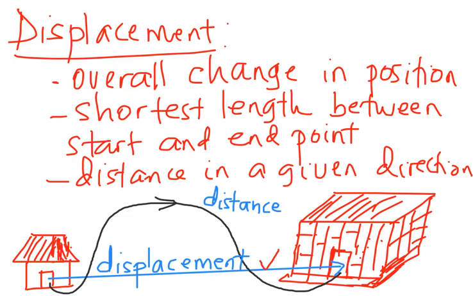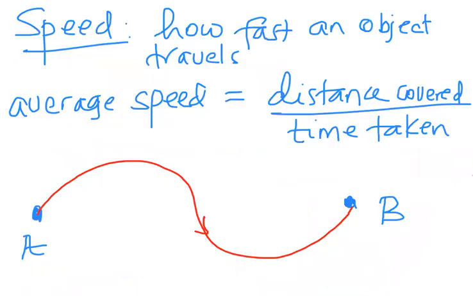Then let's look at speed. Speed is just how fast an object travels. Most of the time we talk about average speed. That will be the total distance covered divided by the time taken. So if you have a point A and B, if you tell me the total distance covered and how long it has taken you to move from A to B, I can tell you the average speed.